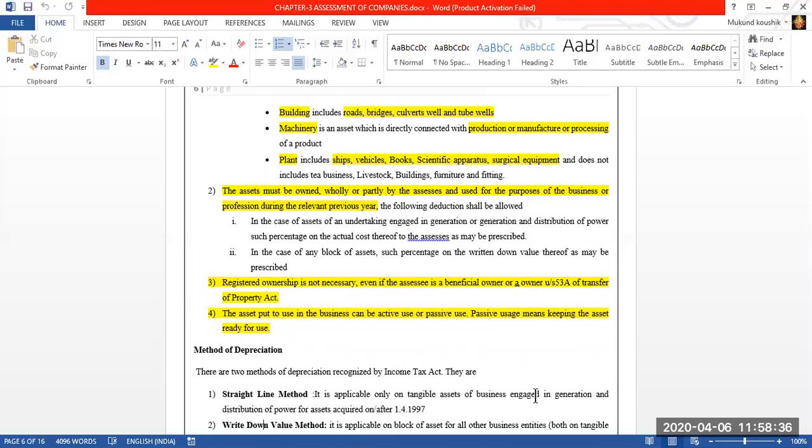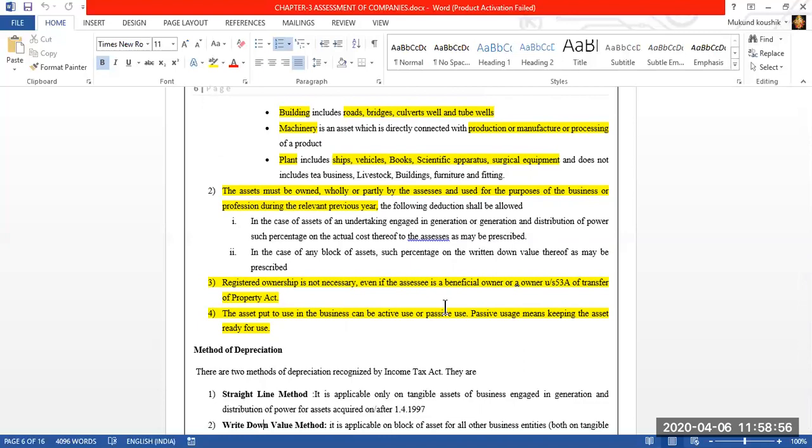Then again, condition number 3 says registered ownership is not necessary to claim depreciation, and even if the assessee is a beneficial owner or an owner under section 53A of the Transfer of Property Act, then also he can claim depreciation. Now we must understand the term beneficial owner. Now what do you mean by beneficial owner?